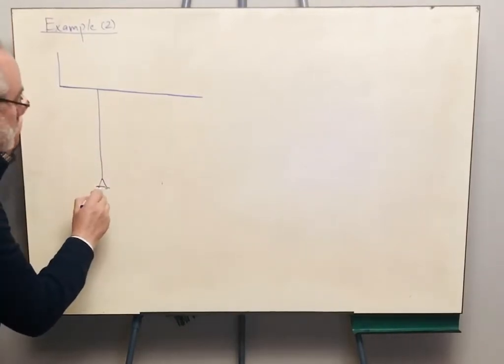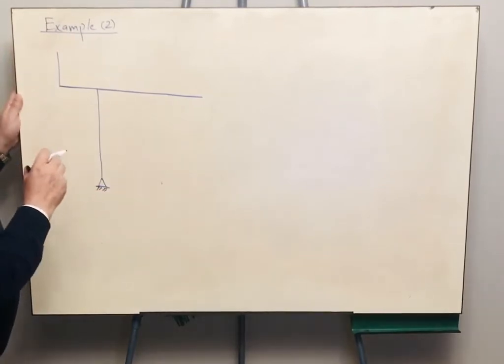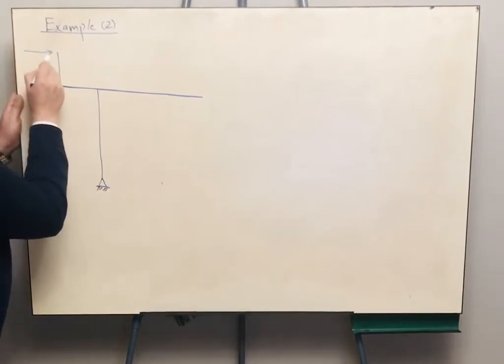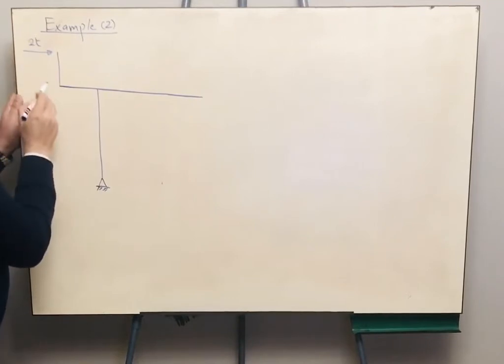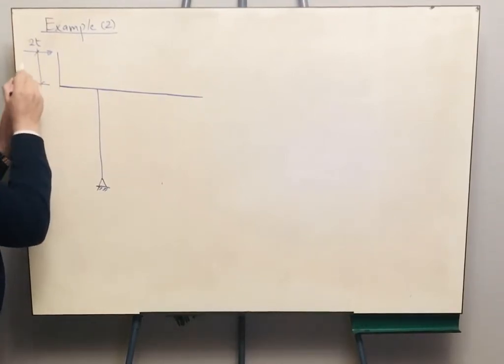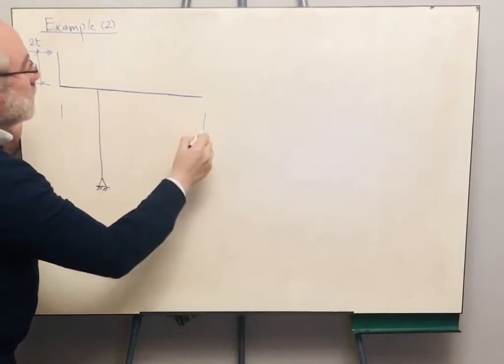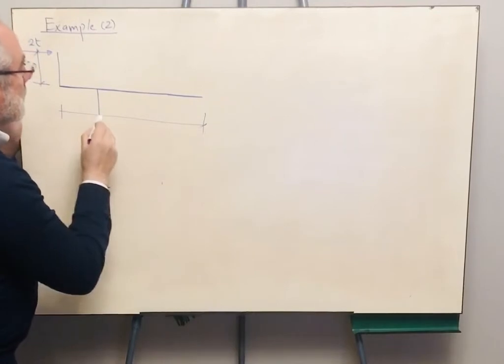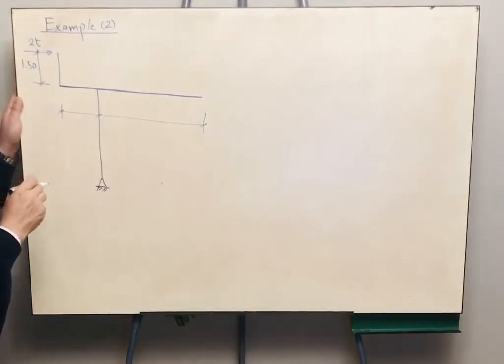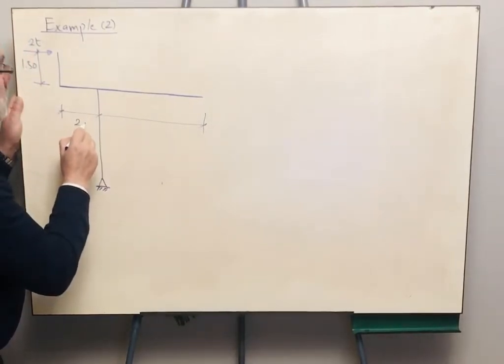Okay, this is a hinged support. Here we have an applied load of 2 tons, and this distance is 1.5 meters. And here we have this distance, which is 2.5.